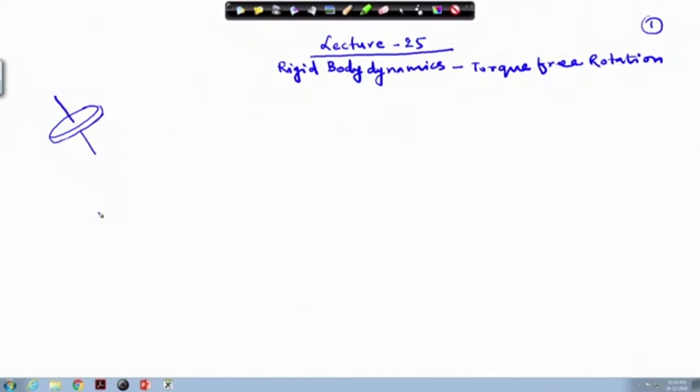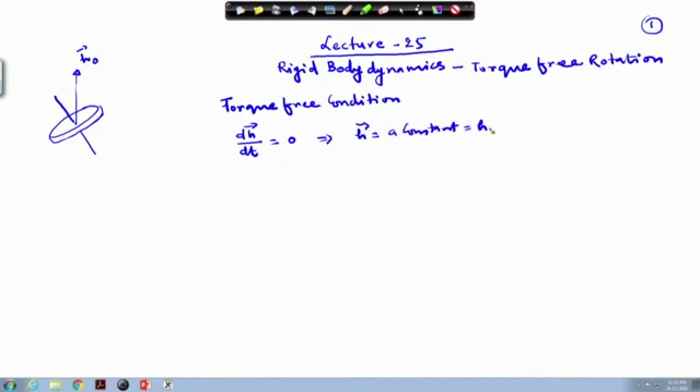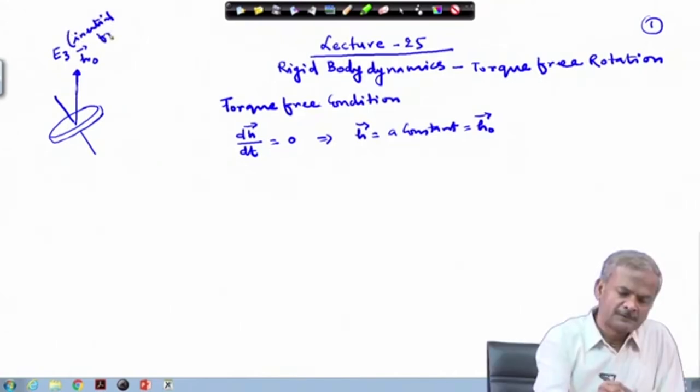This may be a disc, this may be a cylinder, whatever it is, and we assume that this is the direction of the angular momentum. Because it is a torque free condition, dh by dt will be 0, and this implies h is a constant, which we write as h 0. Let us assume it acts along this direction, which we fix as the E 3 direction, the inertial frame direction.